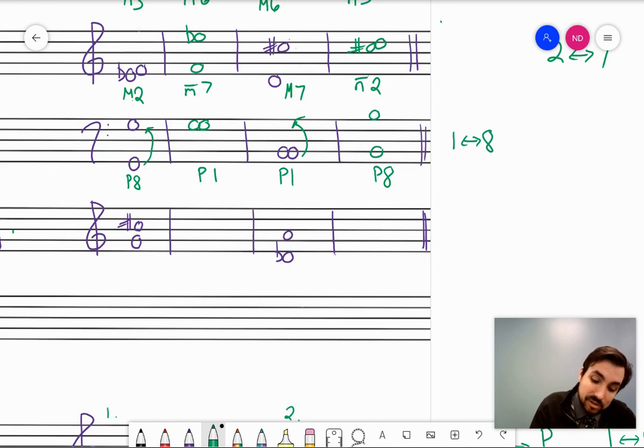Last set, G to C sharp. That is going to be an augmented fourth. Invert, C sharp stays the same, G goes up here. Some kind of fifth now.